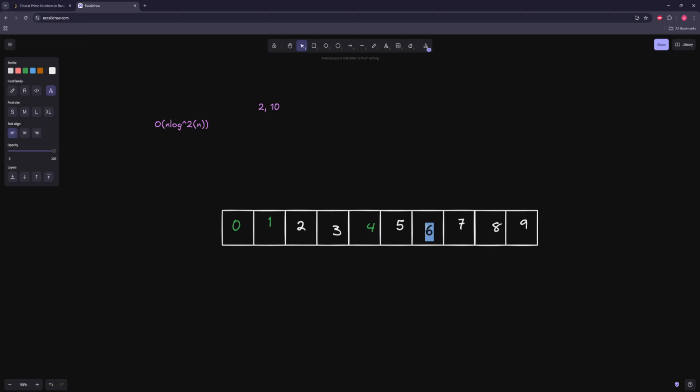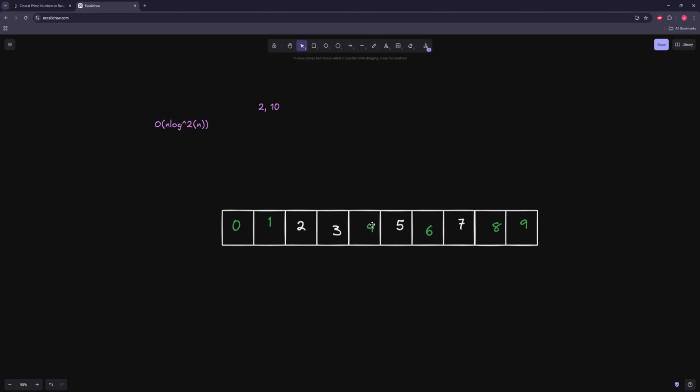And then we're going to go to the next one, right? We're just going to keep adding 2. So 6 and 8. These can't be prime. Then we're going to go to 3. So 3 is prime, so we're going to go through all those factors. So 6 can't be prime. It's already not prime. And 9 can't be prime.